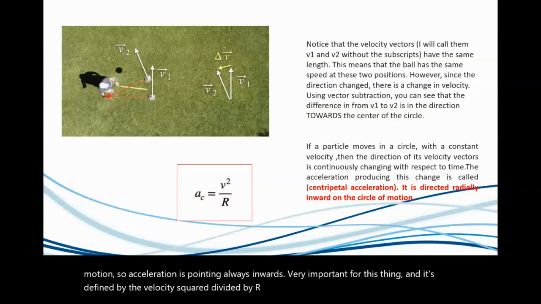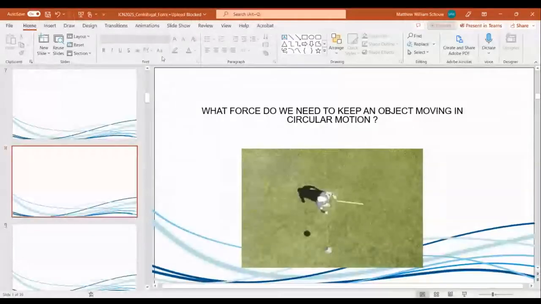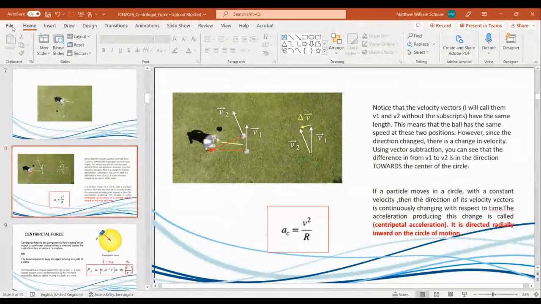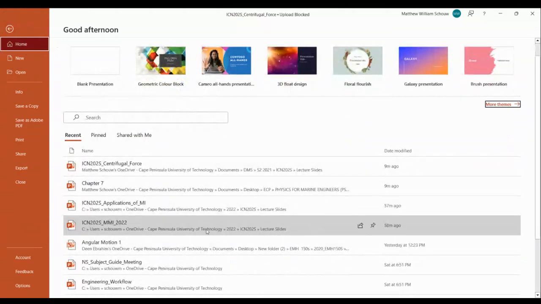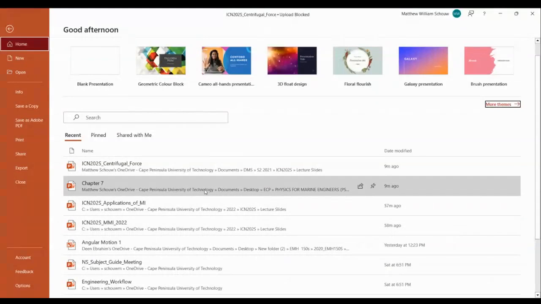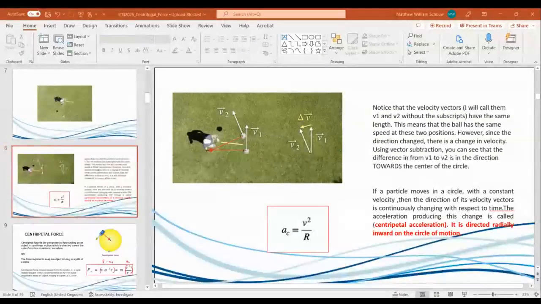So I'll quickly go to the other slides which talk to that. Okay, just give me a second so you guys can see. I'll share it with you. And by the way, centripetal essentially just means center seeking.